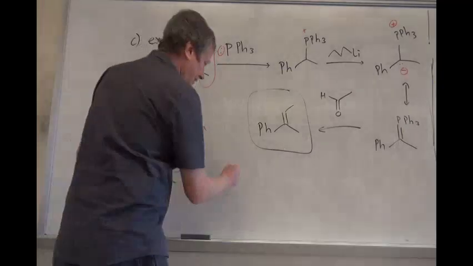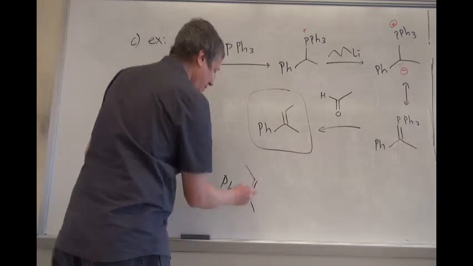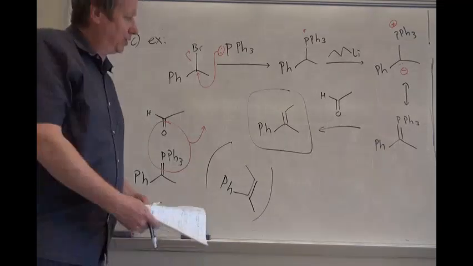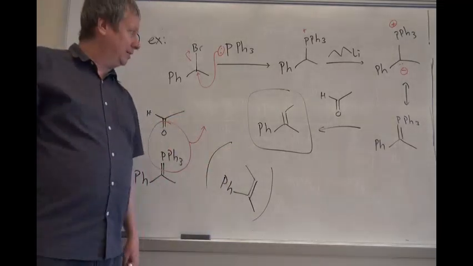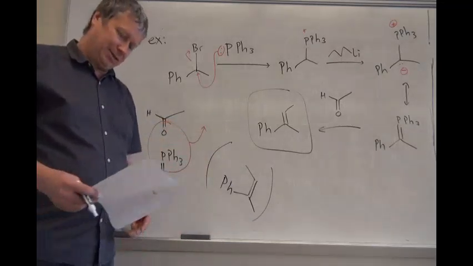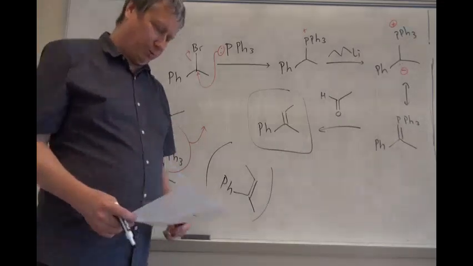Of course, there's a second product. These are stereoisomers. You see them both. We're not going to deal with that issue, the stereoisomer thing. The two different alkene stereoisomers you see. Let's not worry about that for this class. Okay? Cool.